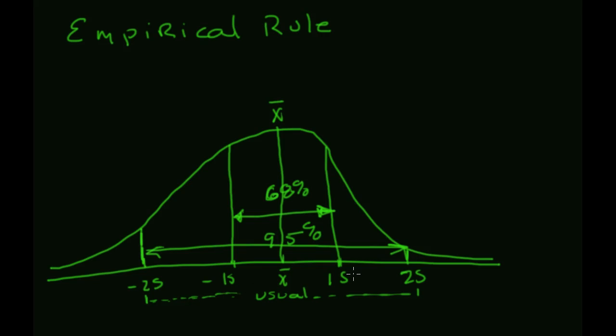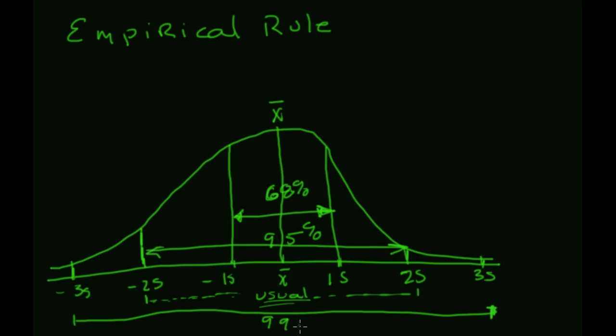And we saw that when we were looking at the idea of the range rule of thumb, right? There's a range of 4 standard deviations for most of the usual values. And then finally, if I go out 3 standard deviations, 3 to the left and 3 to the right, the amount of the population that is between those 2 values is 99.7% of the population. That's providing that I have a symmetric bell-shaped curve.